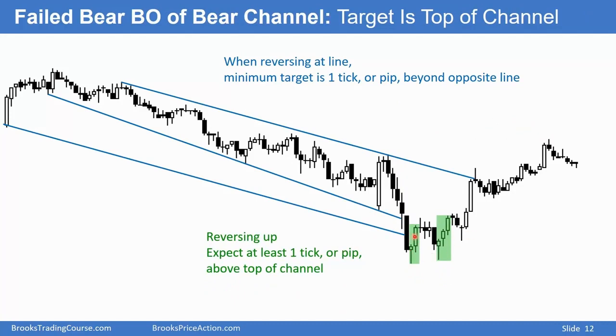Reversing up and reversing up again. What's the minimum target? At least a little bit above the top of the channel. And the bulls reached their target there, and you can see the hesitation, some profit taking at the top of the channel.